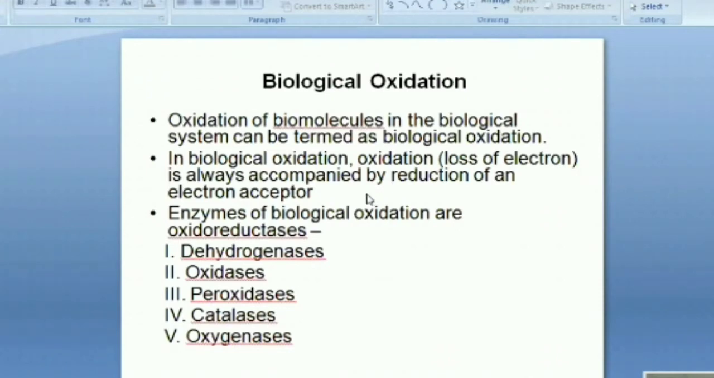From A, if an electron is lost, this is called oxidation, and when that electron is taken up by B, that is reduction. Okay, that is called reduction. So loss of electron can be termed as oxidation. Acceptance of electron can be termed as reduction.